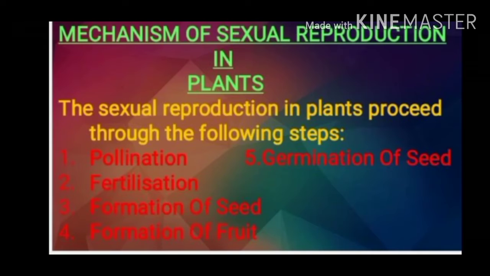Mechanism of sexual reproduction in plants. Children, the sexual reproduction in plants proceeds through the following steps. First one is pollination, second fertilization, third is the formation of seed, fourth formation of fruit, and finally germination of seed.